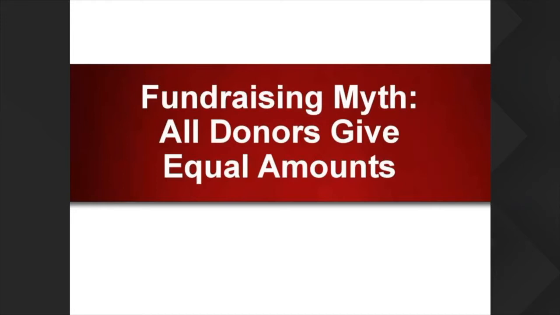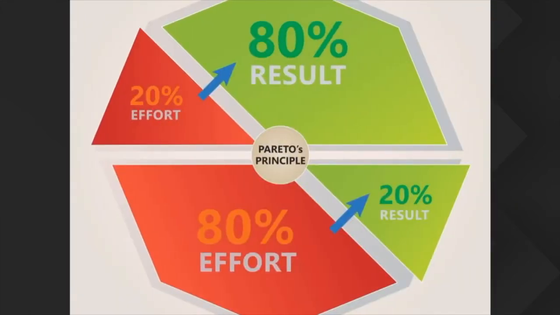So we want to make sure that board members understand how fundraising does work. And an easy explanation is to talk about the Pareto principle. You may know it as the 80-20 rule. And so the 80-20 rule, or Pareto's principle, says that 20% of your donors probably give 80% of the dollars that you raise. And 80% of your donors only give 20% of the dollars you raise.